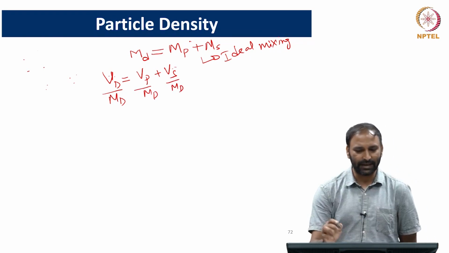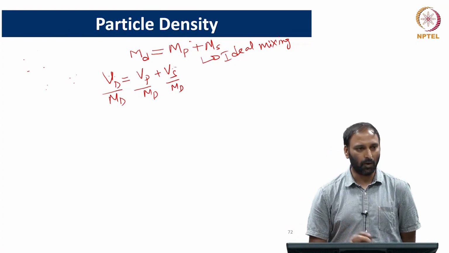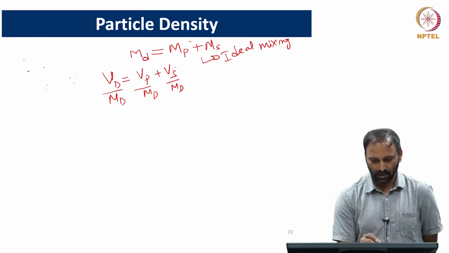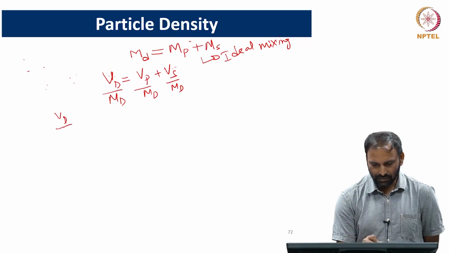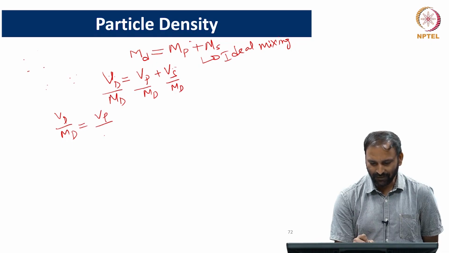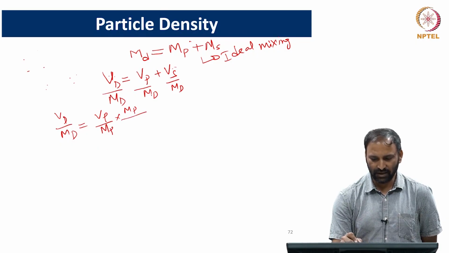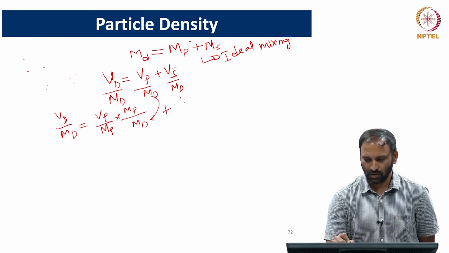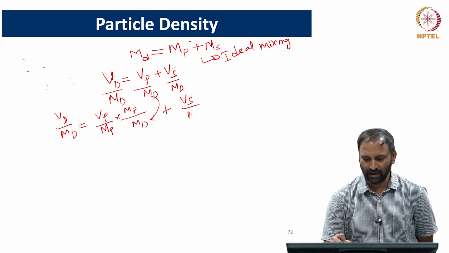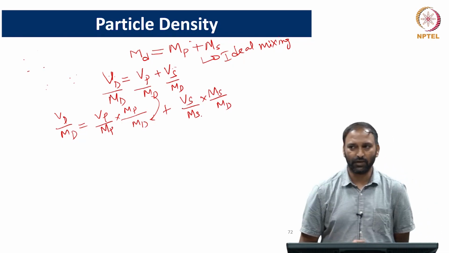I am dividing the entire equation by the mass of the dispersion on both the left hand side and the right hand side. So, Vd by Md is equal to Vp, which I divide by the mass of the particle in the dispersion and multiply by the mass of the particle, divided by Md here, plus the volume of the solvent divided by the mass of the solvent, multiplied by the mass of the solvent, again divided by Md. Is it okay?